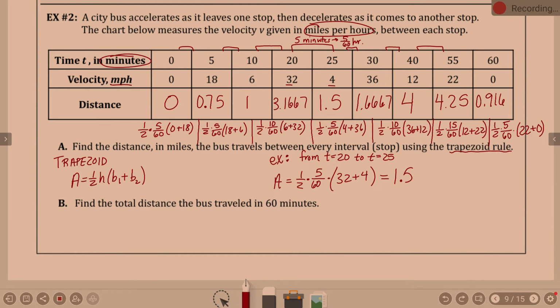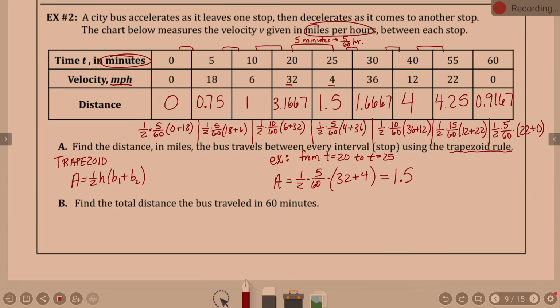0.916 repeating, so I put 0.9167. I've been going 4 decimal places in this section just because AP says 3, but if I have to shorten these numbers, and if I have to do anything else with these numbers, that's why I've been putting 4. But okay, so A was find the distance in miles the bus travels between every interval stop using the trapezoidal rule.